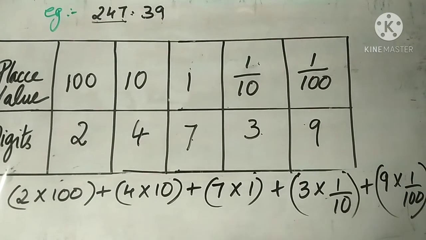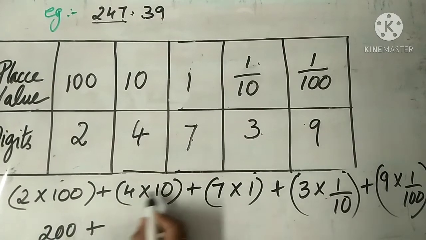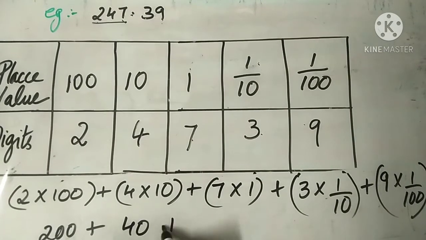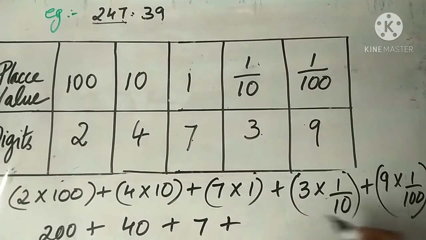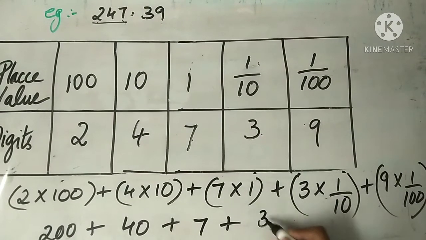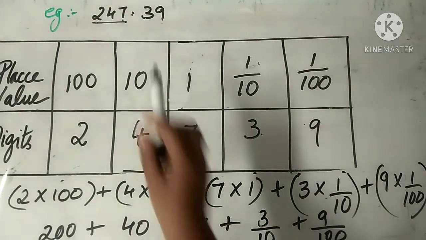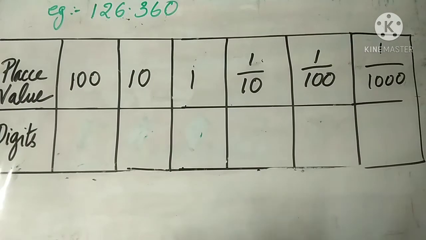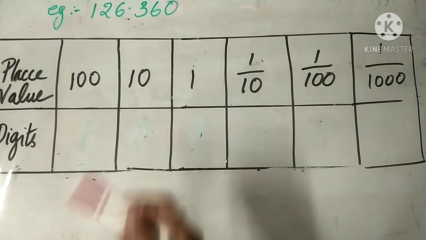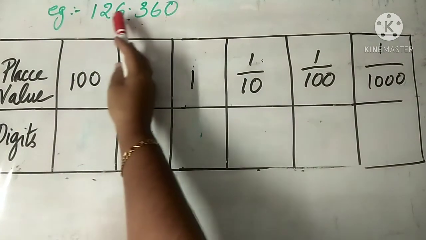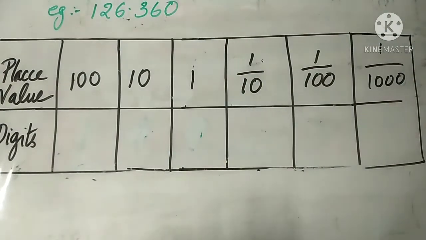Now this we can write it as 2 into 100, 200 plus 4 into 10, 40 plus 7 into 1, 7 plus 3 into 1 by 10 is 3 by 10 plus 9 by 100. This is the expanded form of the decimal number. Example, 126.360. Here before the decimal point and after the decimal point 3 numbers are there.